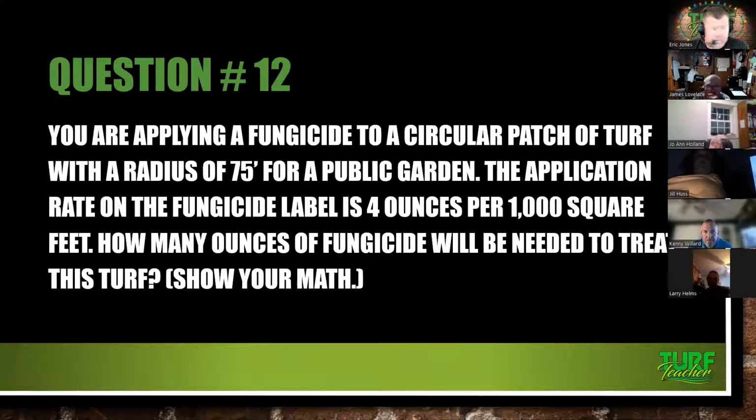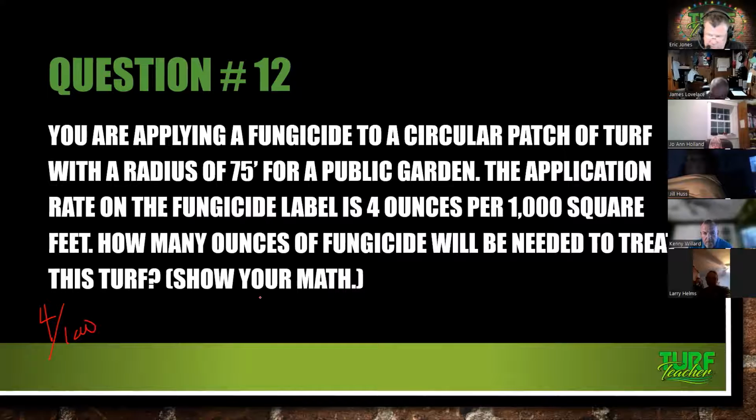And our last one, and we have a few minutes left. You're applying a fungicide to a circular patch of turf with a radius of 75 for a public garden. The application rate on the fungicide is 4 ounces per 1,000. How many ounces of fungicide will be needed to treat the turf? And so we know that we're doing 4 ounces per 1,000. Going ahead and writing that down.